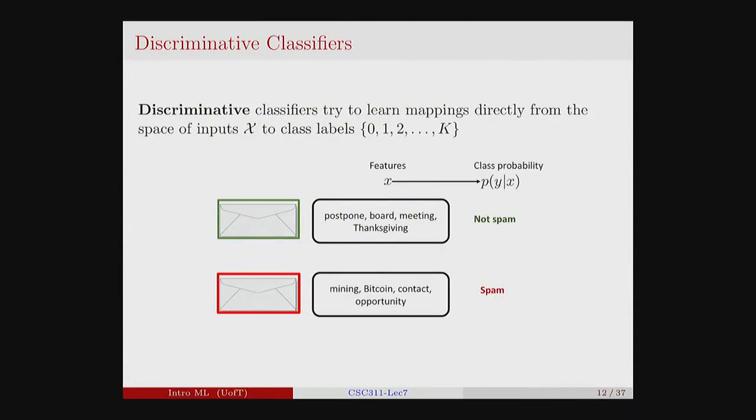And so what we're going to do, and what we've done in the past, would be to extract the words from these emails and apply a discriminative classifier. So we might apply logistic regression or neural networks with a logistic output in order to predict the probability of spam from the set of words that we have.